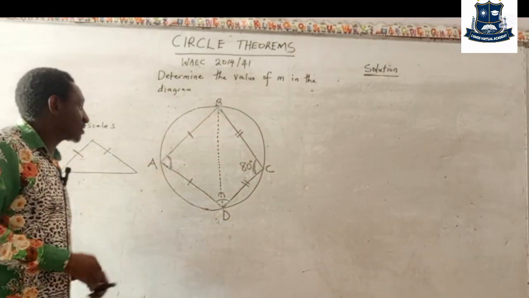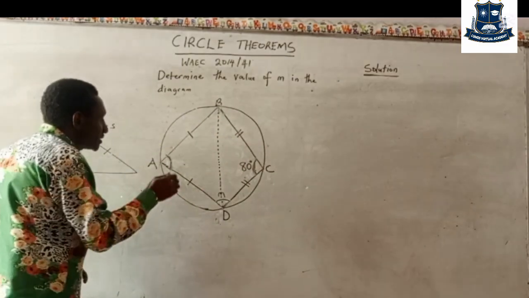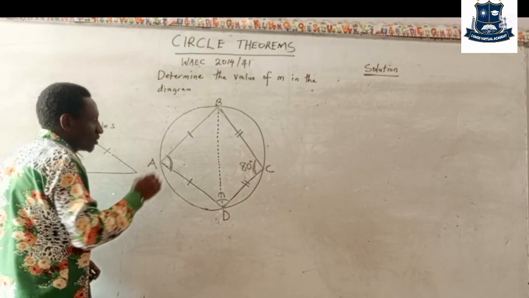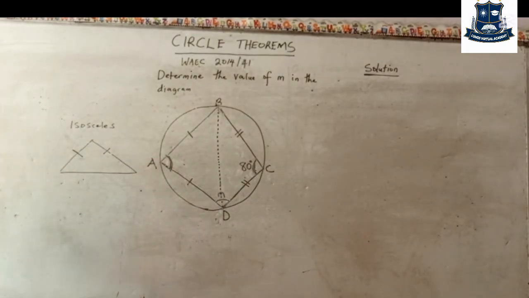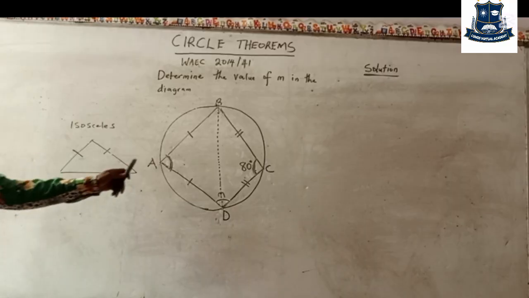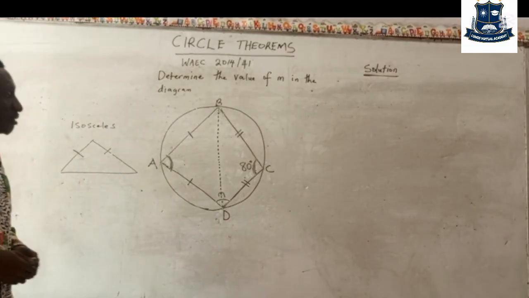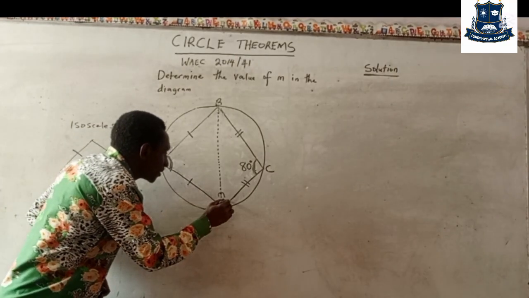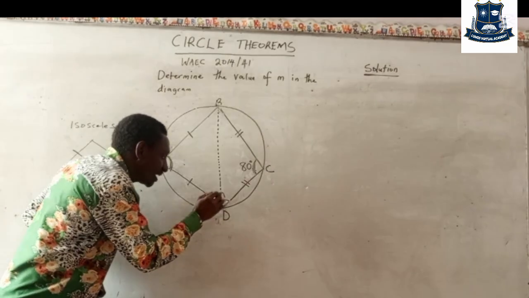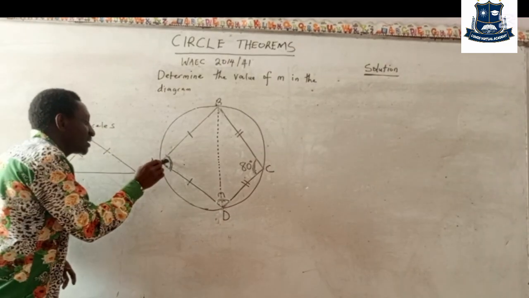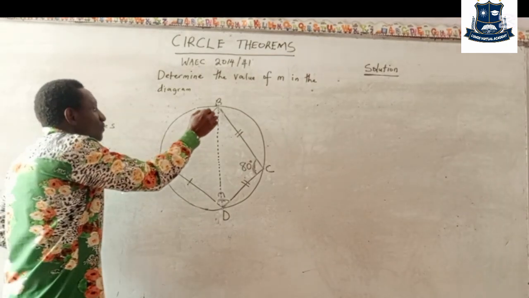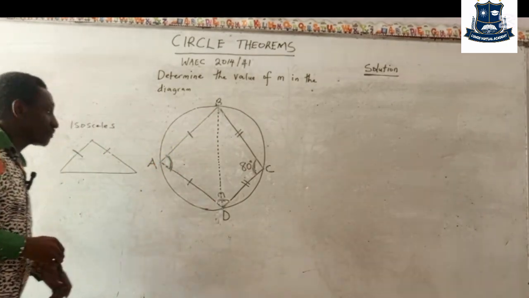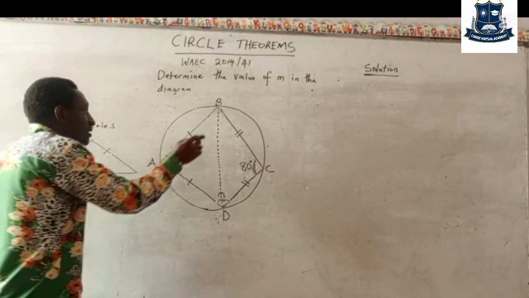If I create 2 isosceles triangles, already I can get this place. Remember we're asked to find m. This is my target, m. So let me first find this angle here. When I find it, I'll also find the others. How do I get here?